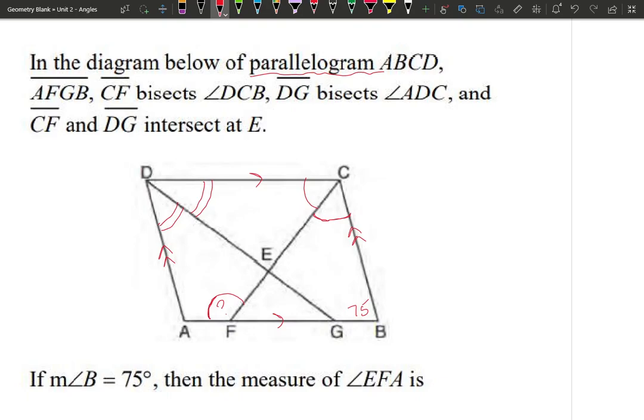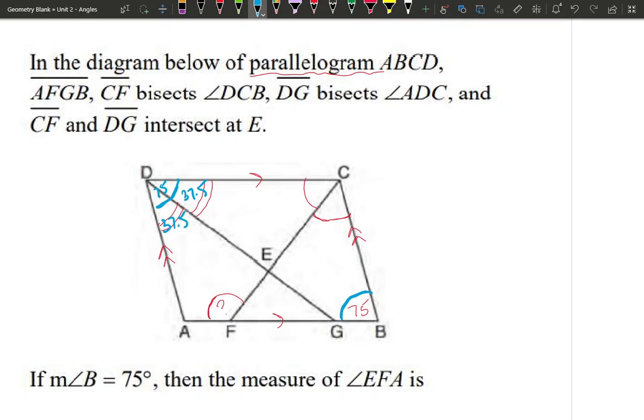So let's do something. Now, immediately my mind jumps to opposite angles in a parallelogram are congruent. So that's 75. I know that this entire angle here is 75, but it gets bisected by DG. So what is 75 divided by 2? 75 divided by 2 is 37.5. So I know this piece over here is 37.5. So is this 37.5.